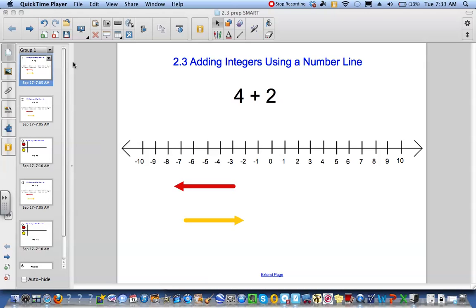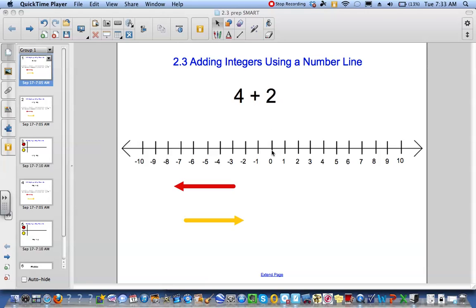Section 2.3, adding integers using a number line. We've done two separate lessons now on adding integers, and now we're going to look at using a different technique to add integers on a number line. Most of you have seen number lines before. We're just going to use them in a bit of a different way.